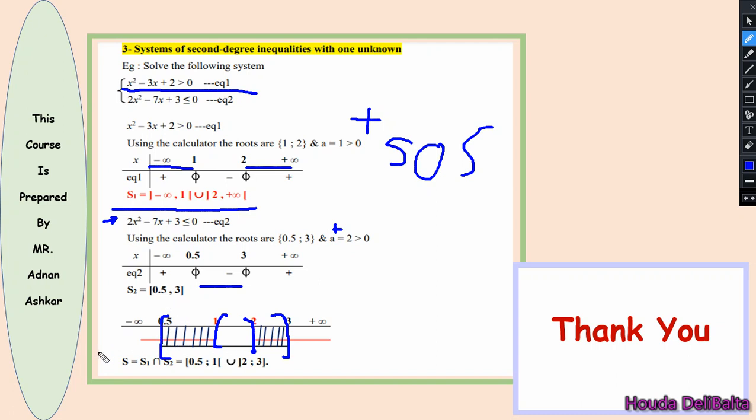Now, where is the intersection of the two colors, the red and the blue? It is between 0.5 and 1, closed at 0.5 and open at 1. You just copy this one, okay? And union, there is another place which is between 2 and 3, open at 2 and closed at 3. So that's how to solve systems of inequalities, using the ideas of delta positive, same opposite same, and so on.